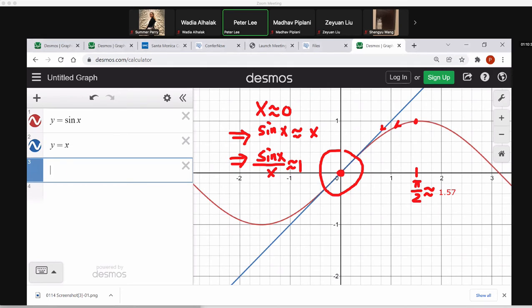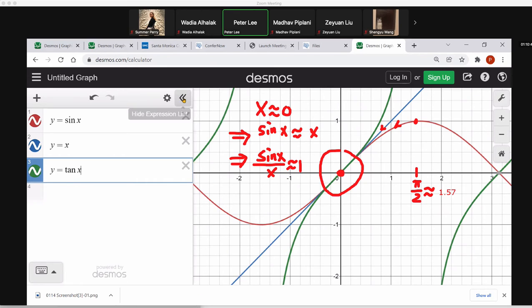So, how about if I graph the equation y equals tangent x? Y equals tangent x is this guy. Now, when you look at the graph of tangent x, near 0, they almost coincide. So what you see is that when x is close to 0, sine x is close to x, but x is also close to what? Tangent x as well, as you will see.